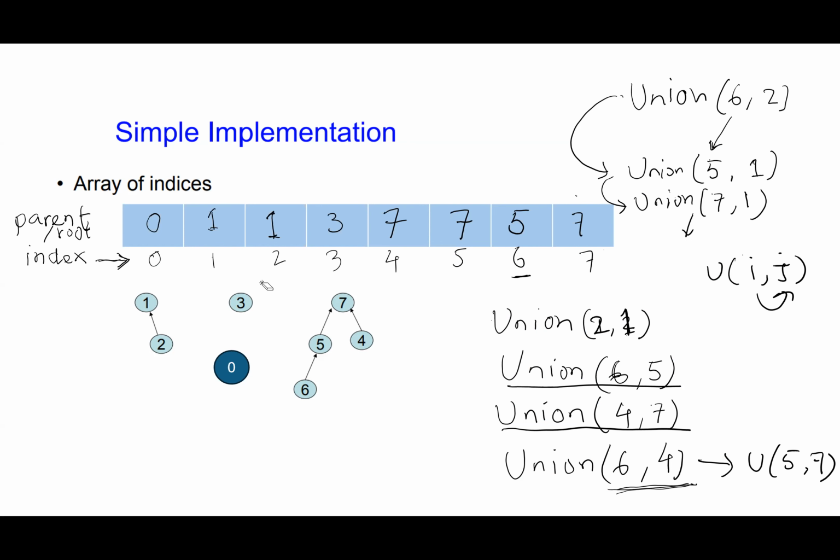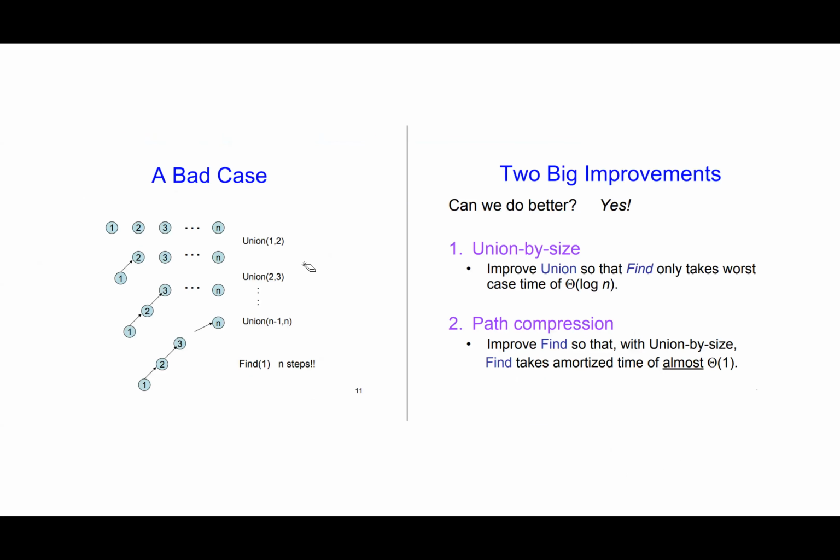Okay. Now let's see if we follow this convention of union, that from the first one to the second one we create a link, in the worst case, what may happen? So you see we have n disjoint sets here. And then we do union of 1 and 2. So this is created, right? Next, we do union of 2 and 3. Okay, then 2 points to 3, right?